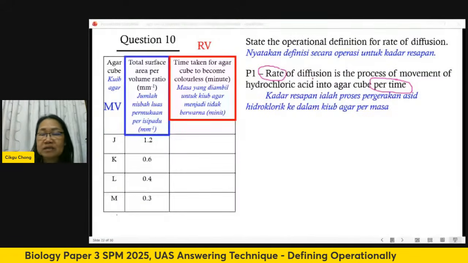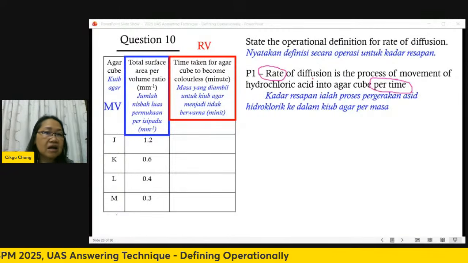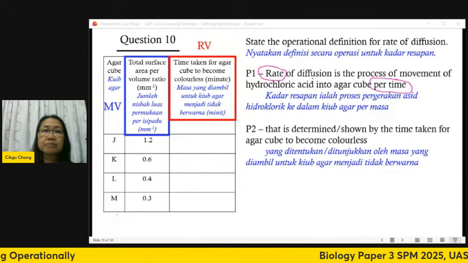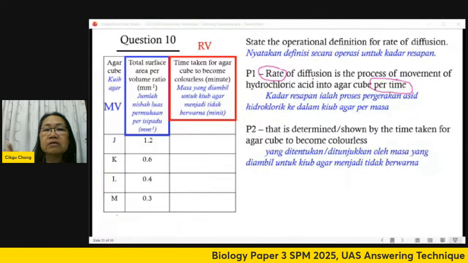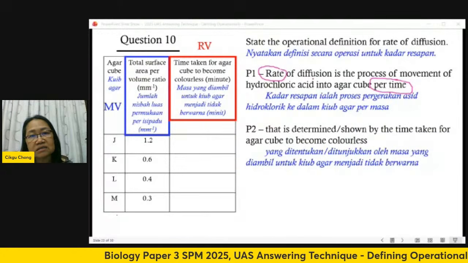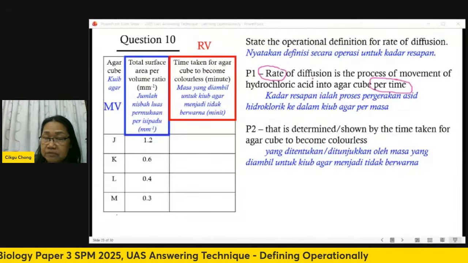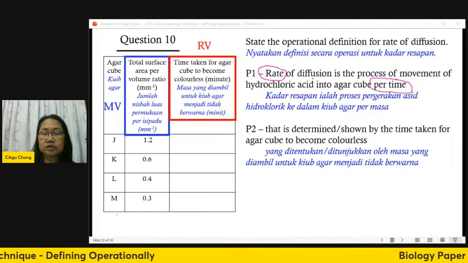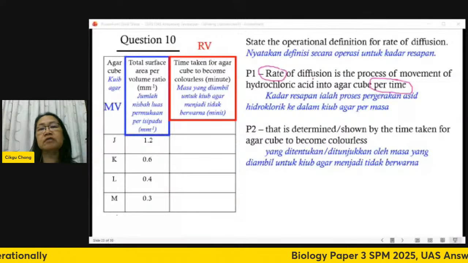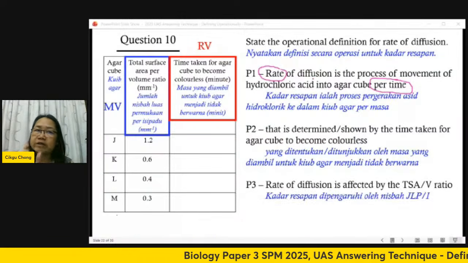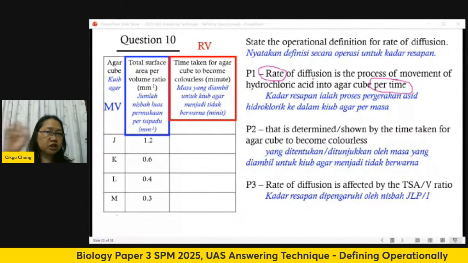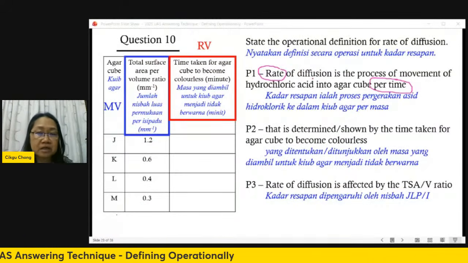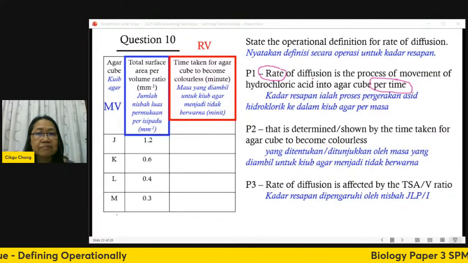Okay, second point. Second point is what? Your RV. How do you know how fast is the rate of diffusion? Shown by what? Determined by what? Your RV. The time taken for agar cube to become colorless. You see that, right? And the third point is what affects your rate of diffusion? Look at your MV, it is your total surface area per volume. So it is not so correct to say size of the cube, but what actually affects is your TSA per V. In BM, we say jumlah luas permukaan per isi padu, JLP per I. Okay, understand or not? All right.